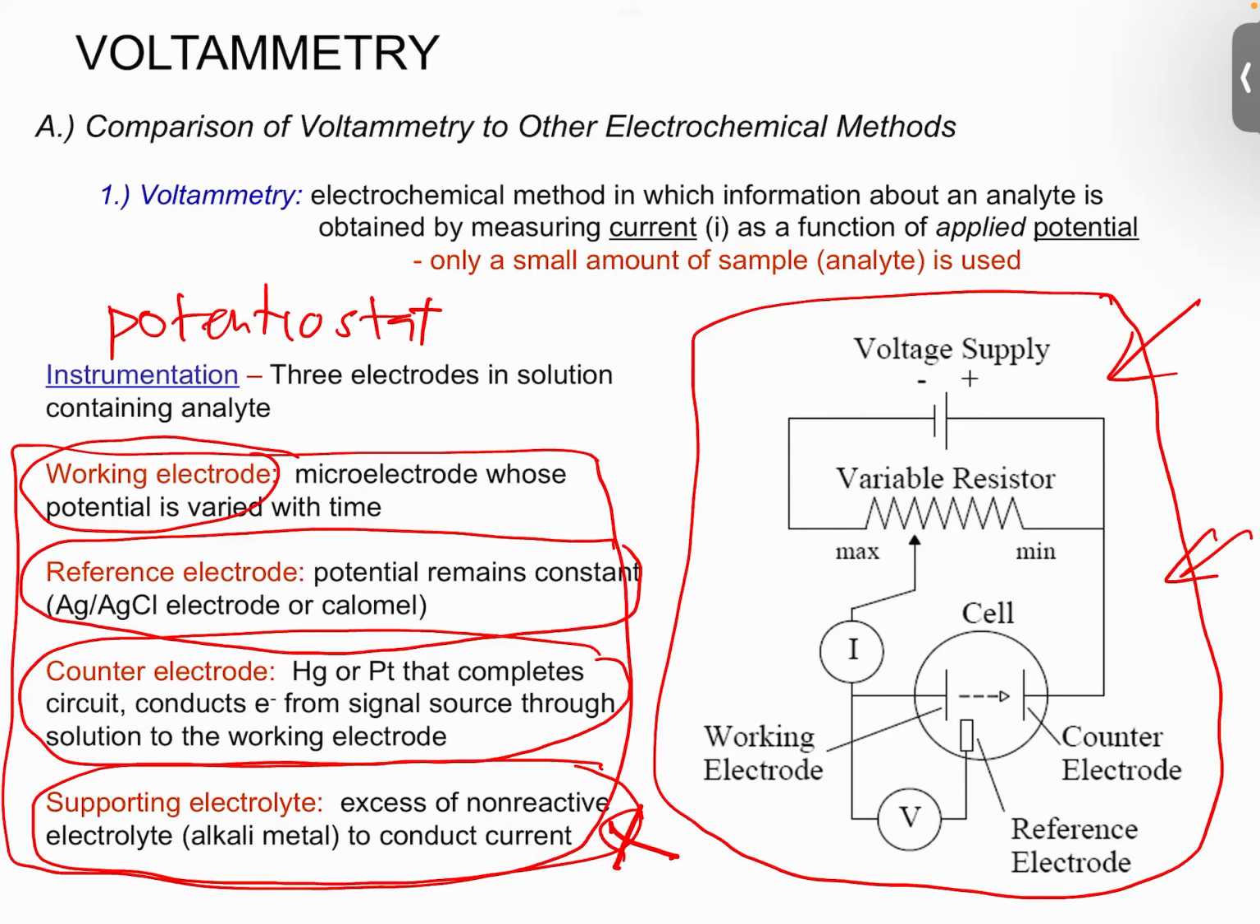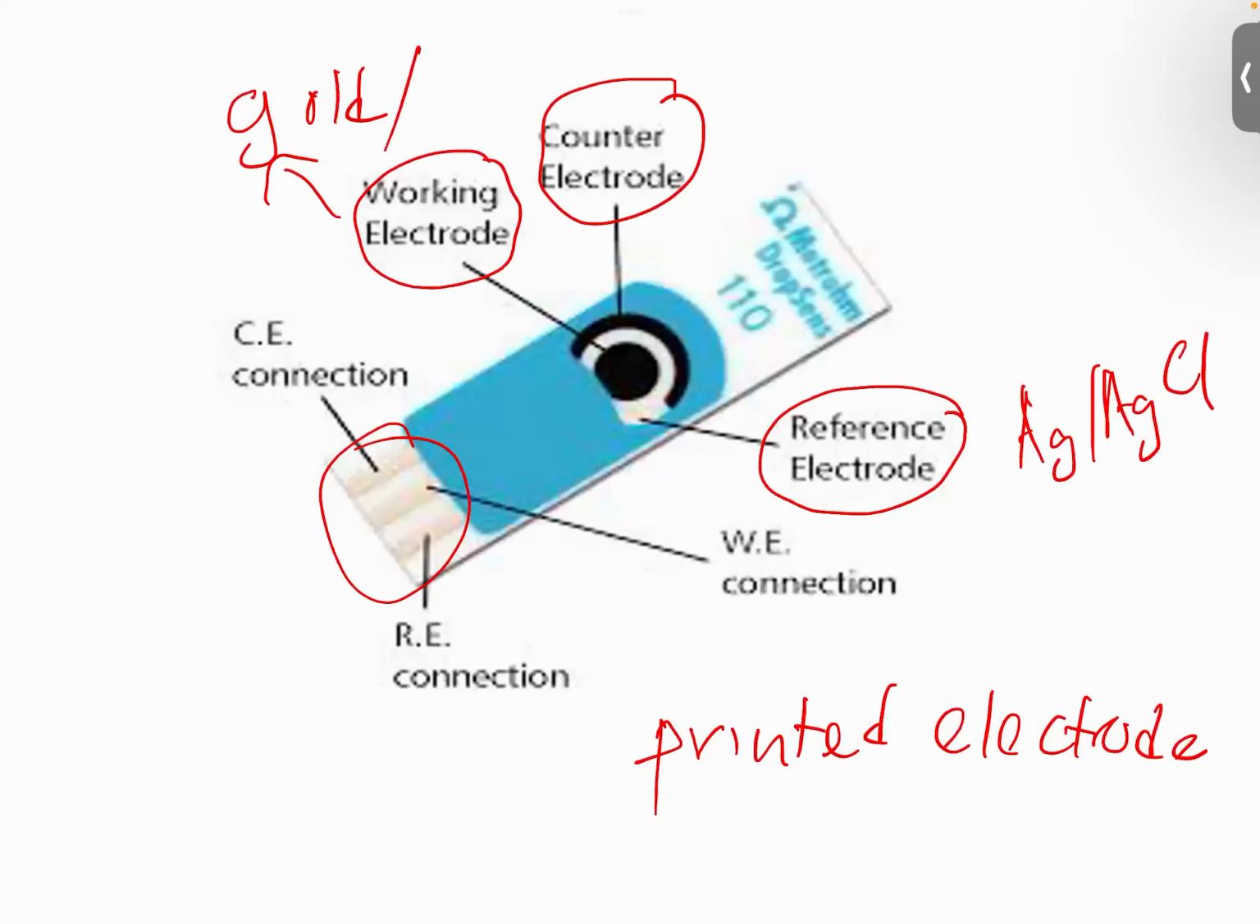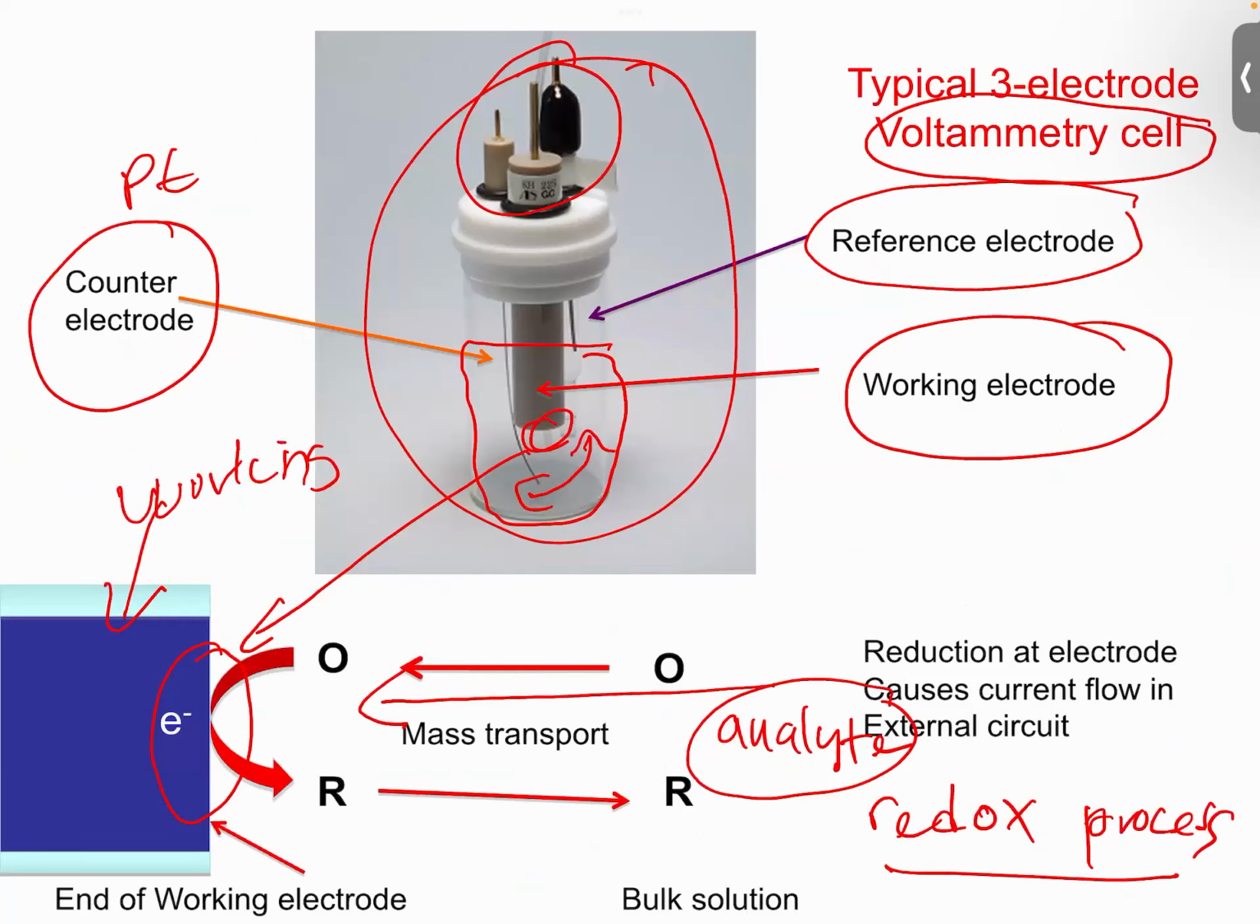Why we need a supporting electrolyte is to enhance the movement of electrons. Because without supporting electrolyte, it's a bit difficult for the redox process to happen. So this reaction has to happen in the supporting electrolyte.